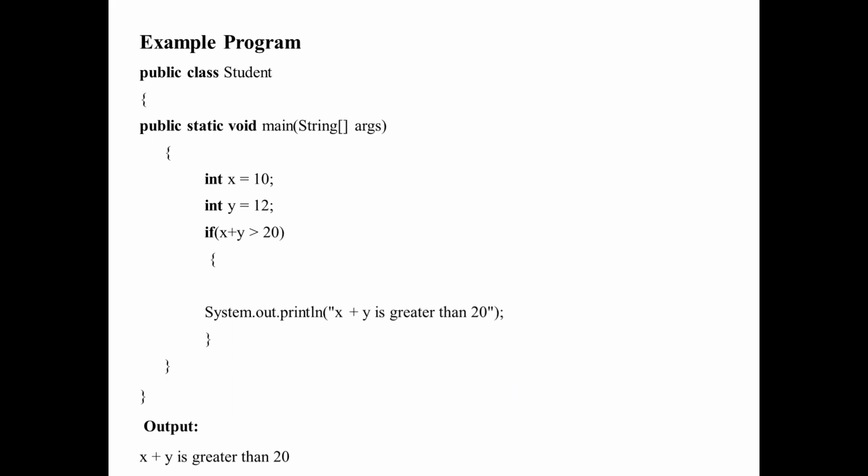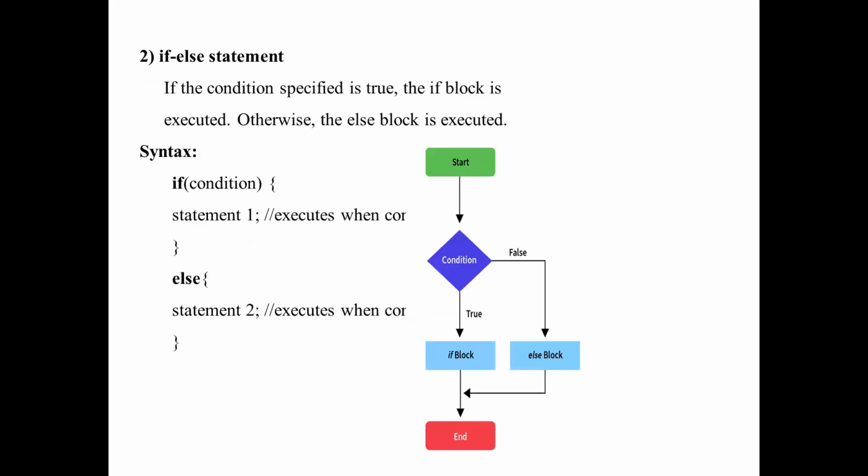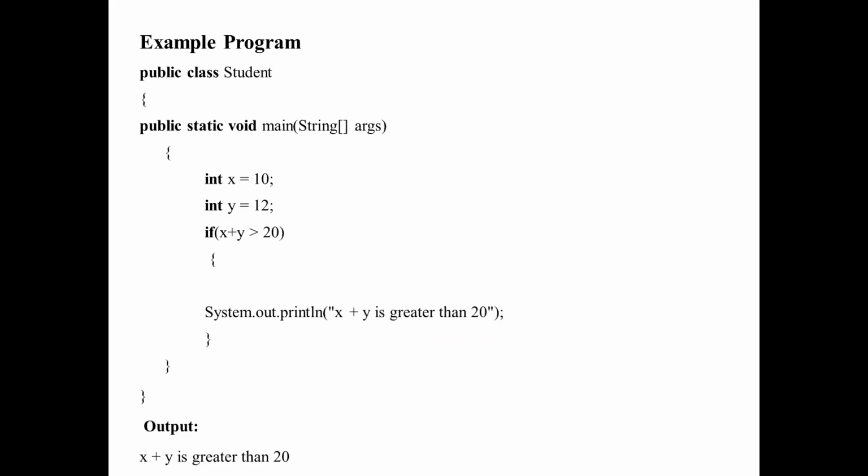int x equal to 10, y equal to 12. If x plus y greater than 20, this should be performed. That is 10 plus 12, so the answer will be 22. 22 is greater than 20, so the value is true, and this output will be printed. The System.out.println statement will be printed, so your output will be x plus y is greater than 20. This is if alone. Suppose this condition fails, it will come out of the block.